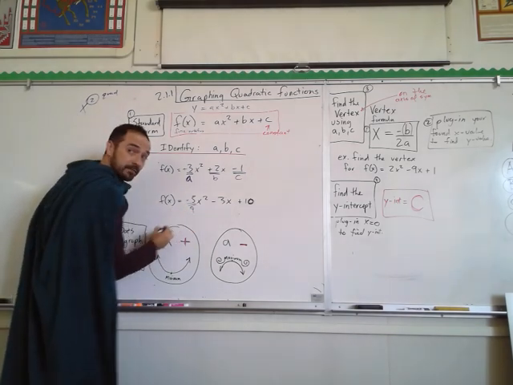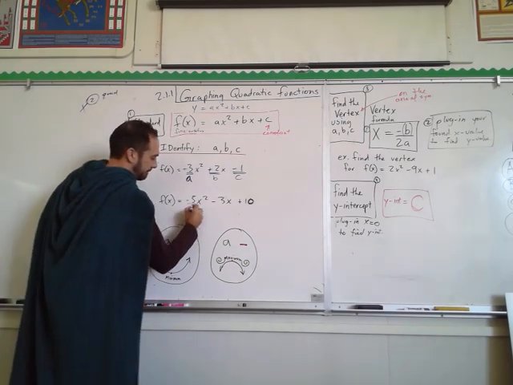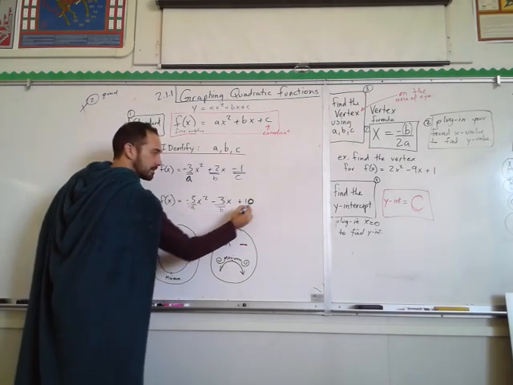Negative 5. Hey, what's my B value? Negative 3. B. See? 10. 10. Okay.